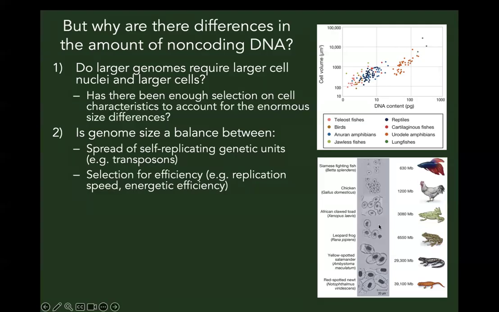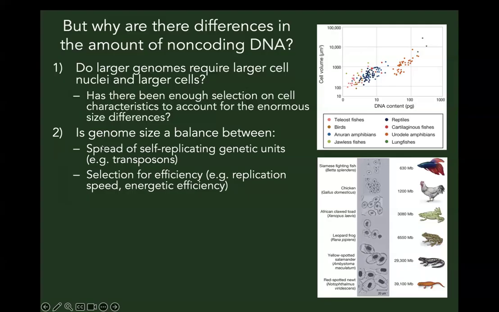Sorry. And here's also a picture showing the relative sizes of different cells. So this is a Siamese fighting fish, and also the size of the sequence. The red-spotted newt or the salamander. These have enormous genomes and also pretty big cells. Okay, but why? Why do they need that? We don't know. All right.